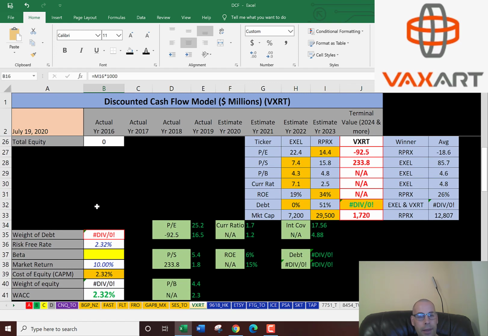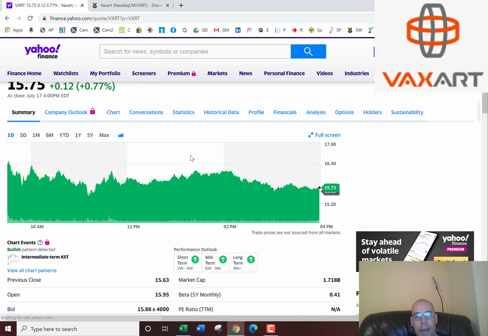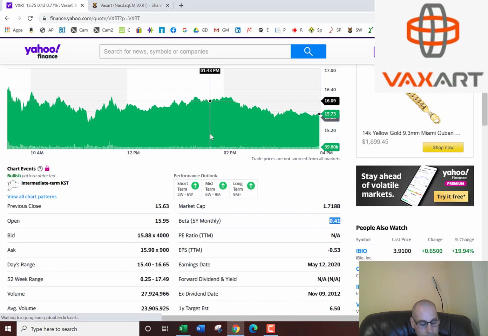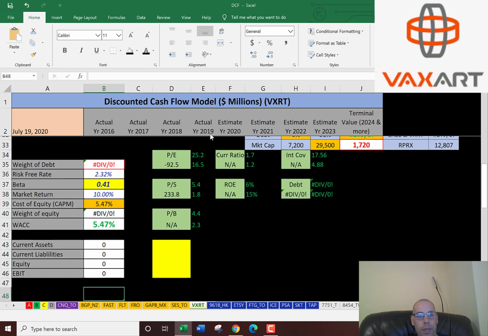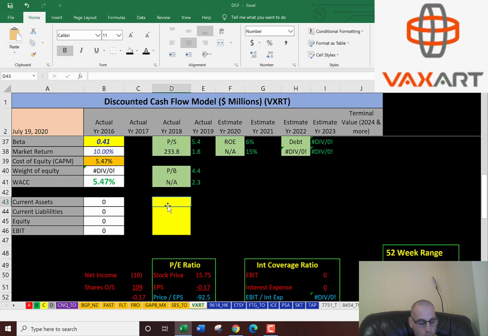So they don't have any debt on their balance sheet. Let's get the beta so we can figure out the cost of equity. And they have a low beta, 0.41, so the stock moves less than half the market. So it's not too volatile, which means the discount rate will be low.